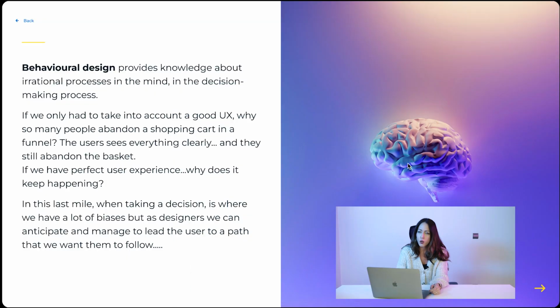But what value does it bring that we don't already do in UX? Behavioral design provides knowledge about irrational processes that happen in the mind in the decision-making process. So if we only take into consideration a good UX, why do so many people abandon a shopping cart in a funnel? The user sees everything correctly, everything seems clear, and they still abandon the basket. If we have a perfect user experience, why is this happening? So in this last moment, in this last mind, when that decision is happening, is where we have a lot of biases, and we as designers can anticipate that and can manage to lead the user to a path that we want them to follow.